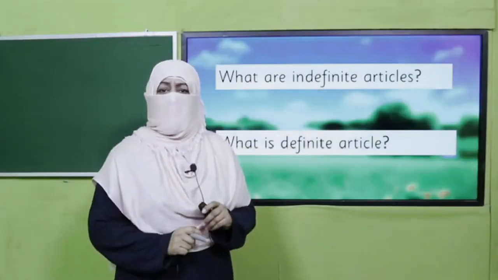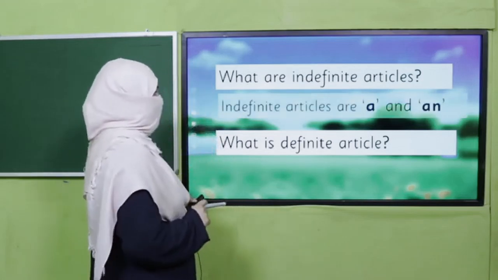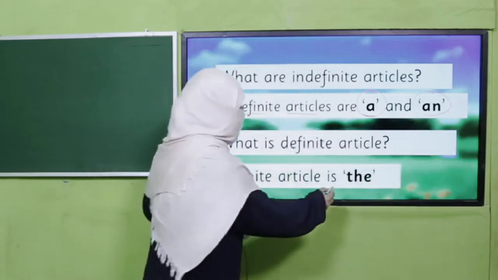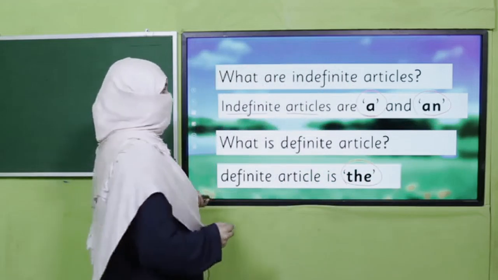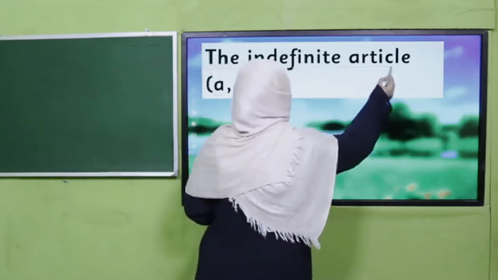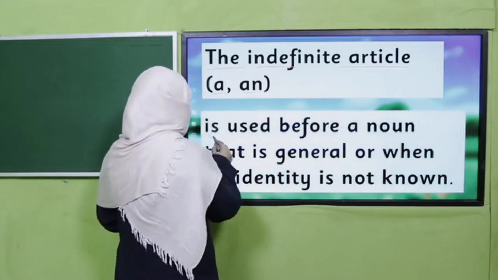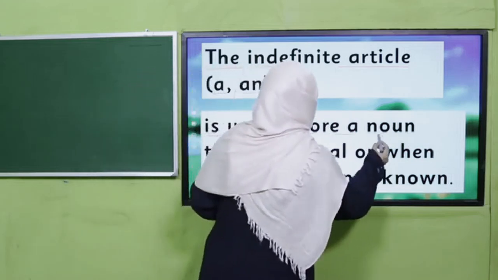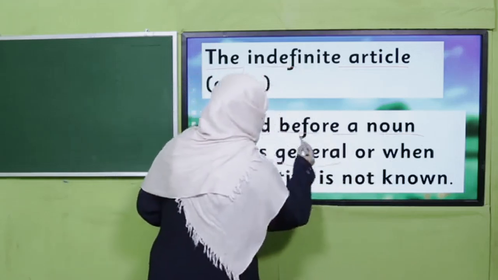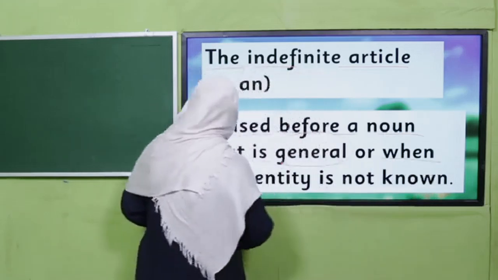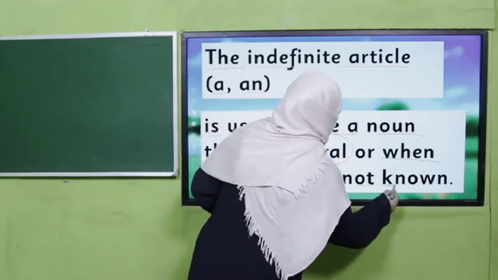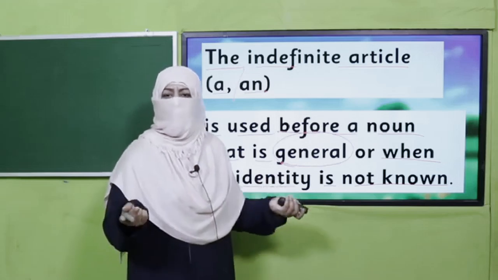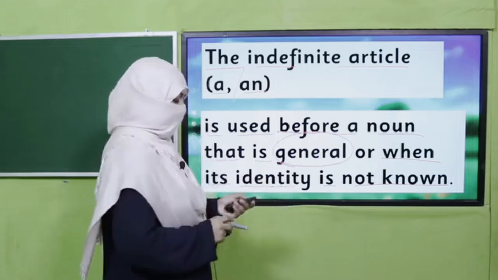Yes, my dear students, I hope you have answered correctly. The indefinite articles are a and an, and the definite article is the. All right, so there are some uses. The indefinite article a and an is used, we will use one of them, a or an, before a noun that is general, okay, general, or when its identity is not known, means any. A or an we use when we say any. It's general: any book, any chair, any room, any place, any person, all right.